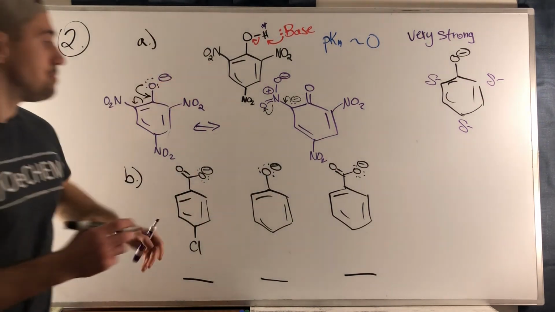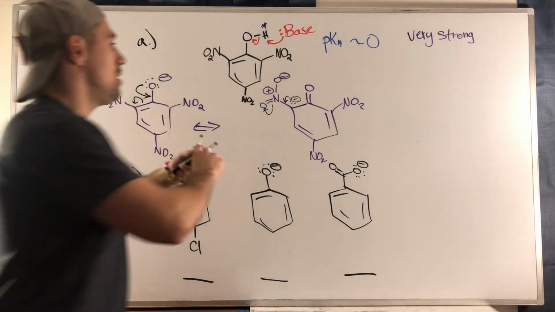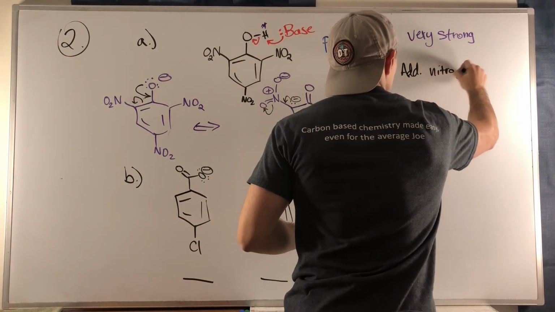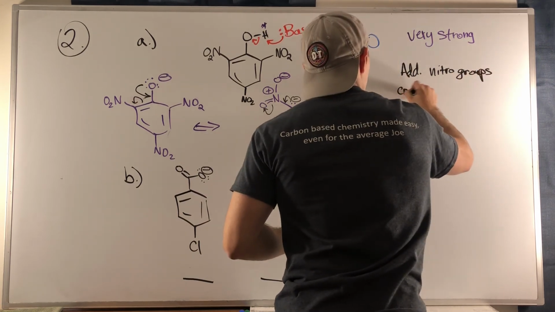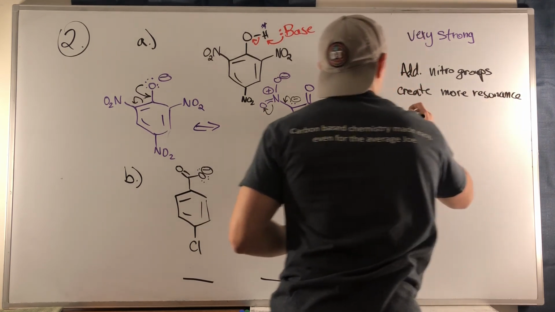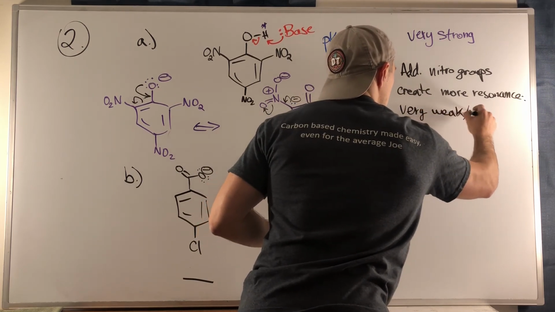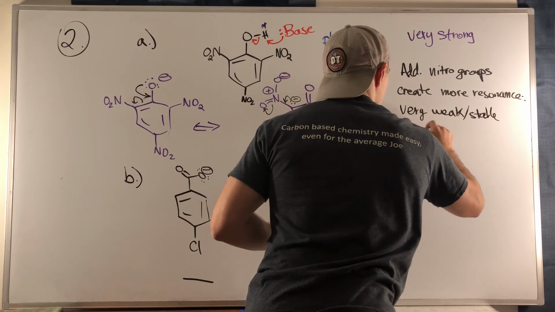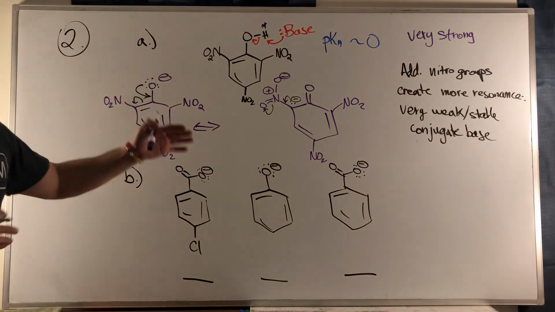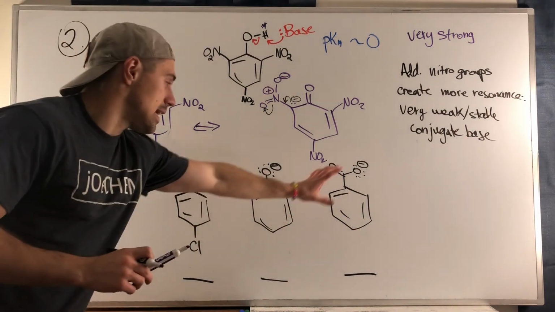So the nitro groups, if you almost wanted to, you'd have more room on your paper than I do on this whiteboard, but I would almost just say additional nitro groups create more resonance. You could just say very weak, stable conjugate base, okay? So again, we can justify the strength of the acid by looking at the stability and the weakness of the conjugate base. Okay, so now let's take a look down here.